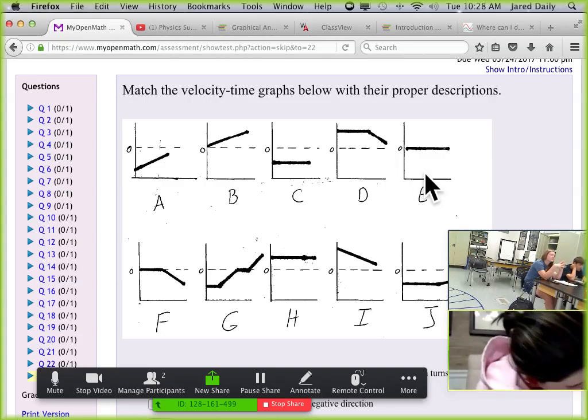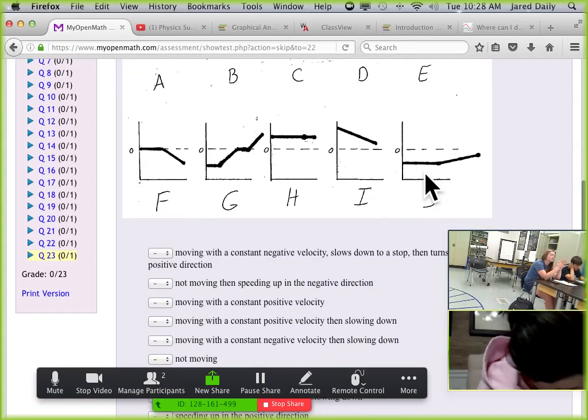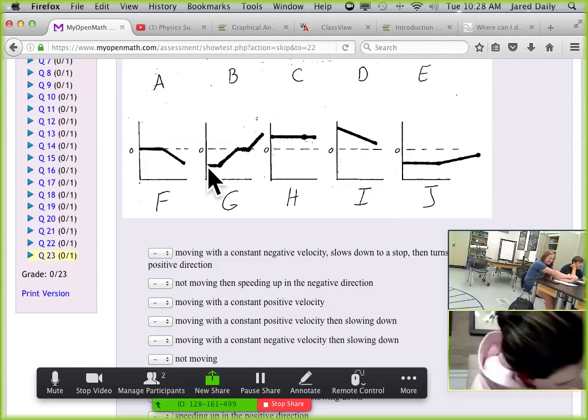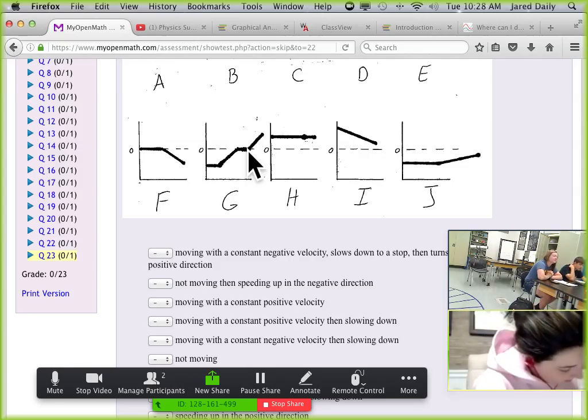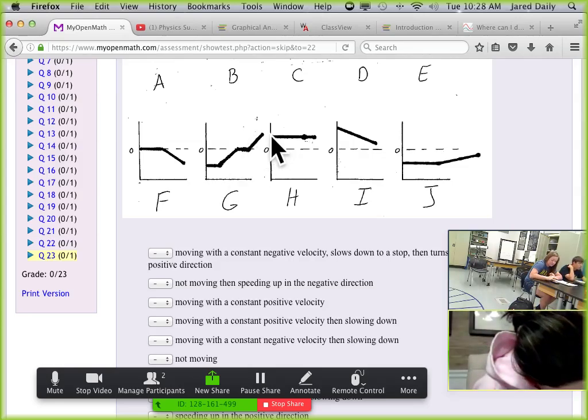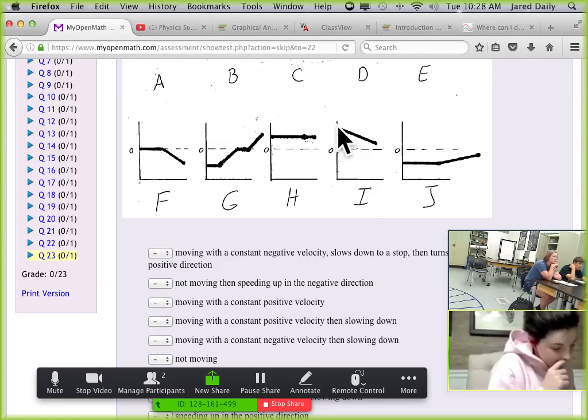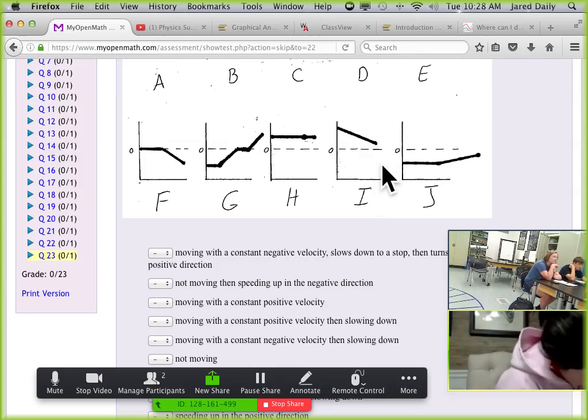What's E? E is just sitting there, right? F? F wasn't moving and then it started speeding up in the negative direction. That's right. So it starts speeding up in negative. What's G? Constant negative velocity, then it slowed down, then it wasn't moving. Then it started speeding up in the positive direction. That's correct. Right. And H? Constant positive velocity. And I? It's a positive velocity that is slowing down, never stops, but it's slowing down, right? And J?